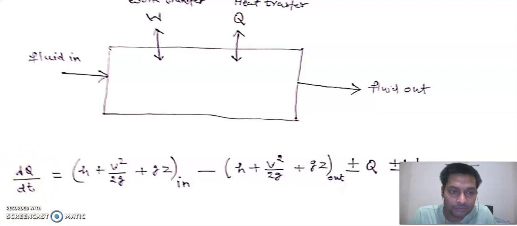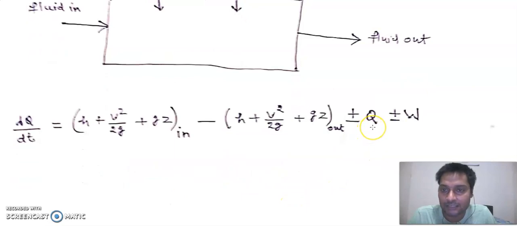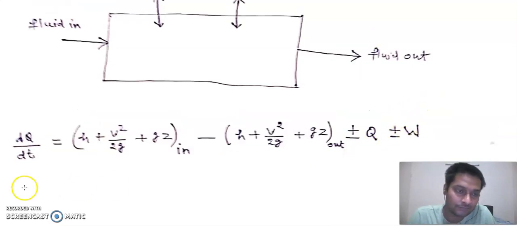That will be equal to the amount of energy in the system minus the amount of energy out of the system plus any amount of heat added or subtracted from the system. Similarly, any amount of work added or subtracted from the system. So this is a simple equation: rate of accumulation of energy equals rate of addition of energy minus rate of extraction of energy in the control volume.